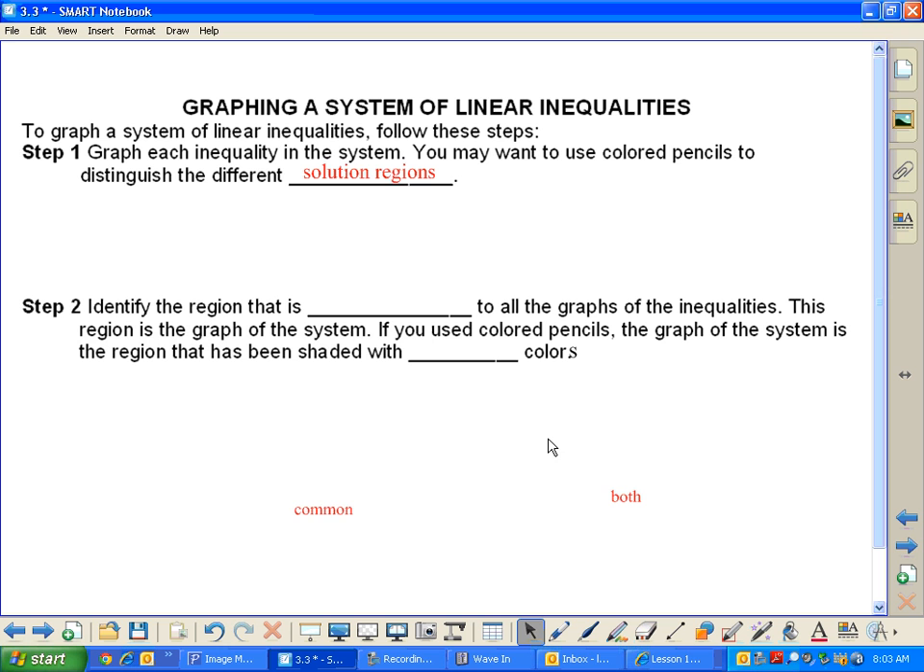In step 2, you're basically going to identify the region that's in common to both graphs. How will you be able to tell? Well, if you're using colored pencil, it'll be the place where both colors are present. If you're really not sure, how can you check? Grab a test point like we did in class a few moments ago when I went over the homework. Grab the origin, grab a point in your solution region, check it. It'll work this time in both inequalities. It has to again generate two true statements.